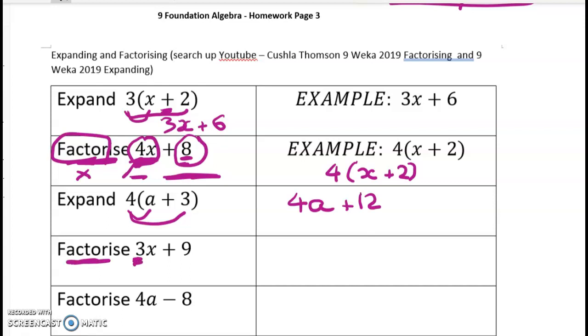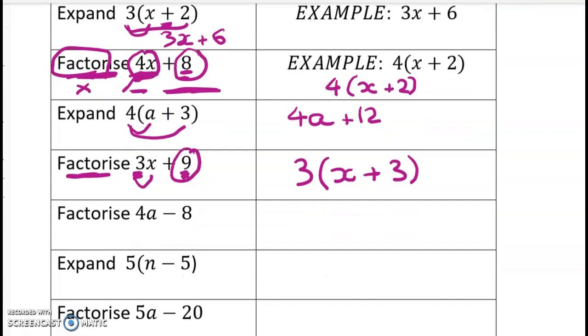Factorise. The highest common factor of 3 and 9 is 3. So it's going to be 3 times something. 3 times what gives me 3x? 3 times x. Then the plus sign, and 3 times what gives me 9? 3 3's. In the next one, we've got 4a take away 8. The highest common factor of 4 and 8 is 4. 4 times what will give me 4a? 4 times a. Take away 4 times what will give me 8? 4 times 2. So it will be 4 times a minus 2.